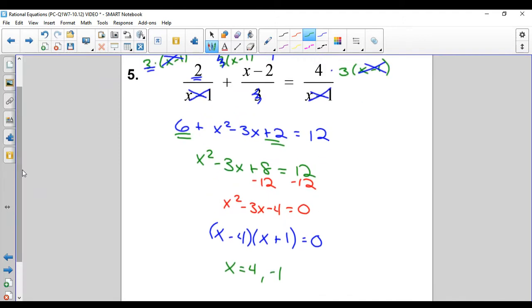We double check the bottoms of the fractions here. We're close. All right, that negative 1 does not make the bottom 0. Negative 1 minus 1 is negative 2. We're okay. We got close there on that one. Both of these answers check out still. We're good to go.